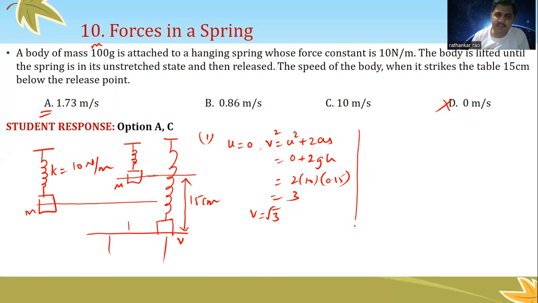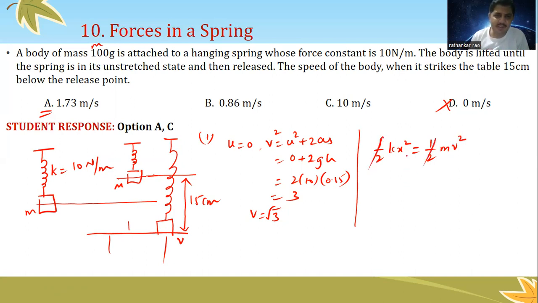Now the second method. There were some intelligent students in my class, and they did it like this. They said, sir, the object falls down because some spring energy is present in it. I asked them, what is the spring energy? They said half kx square is the spring energy. And as a result, when it falls down, the velocity at which it strikes the table is v. So the kinetic energy of the block should be half mv square.